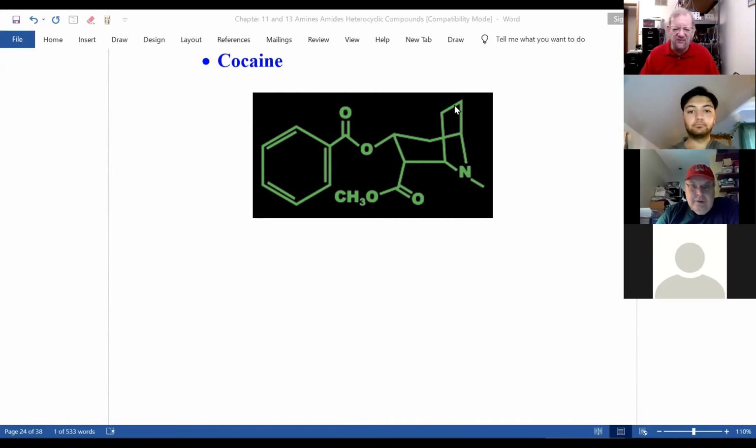Now, this is a complex ring system. This is called a bicyclic system. This is a 1, 2, 1, 2, 3 bicyclo compound. And Dr. White worked with these in graduate school. My research wasn't with amines.